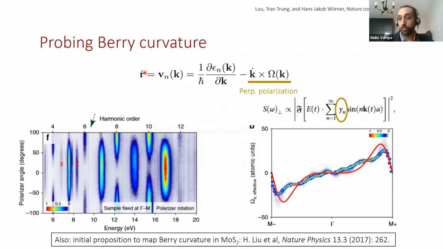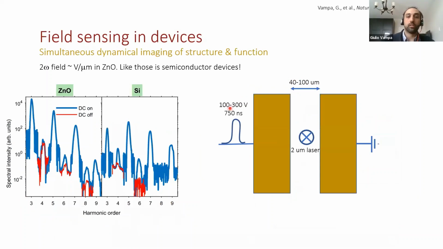Now, probing barrier curvature, there is a preliminary experiment also in the group of Giulio Vampa, where they would use these intra-band harmonics and their polarization and intensity scaling, I believe, to back out what this barrier curvature along one direction in the reciprocal space looks like. And so these are, again, very interesting results.